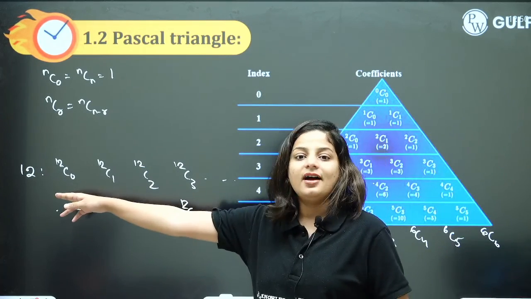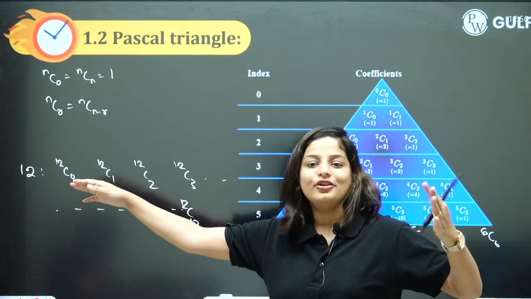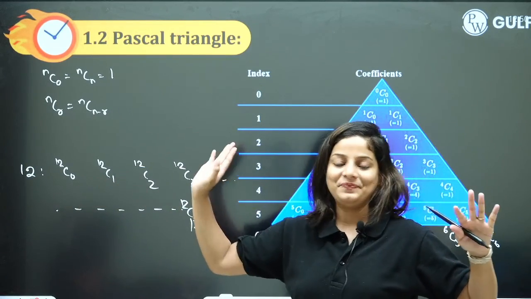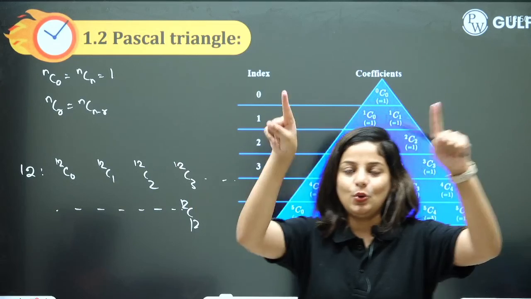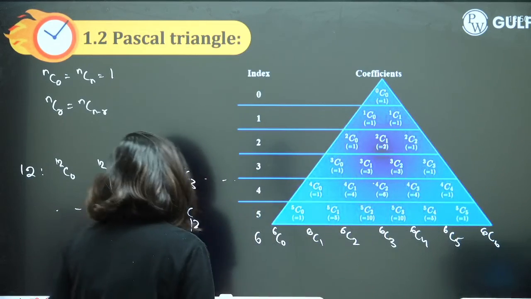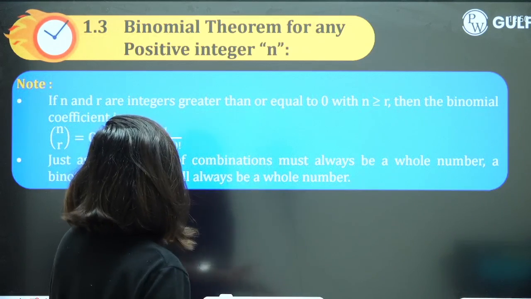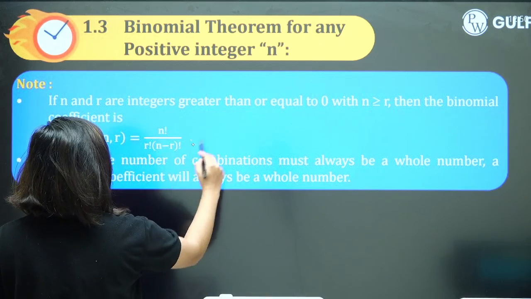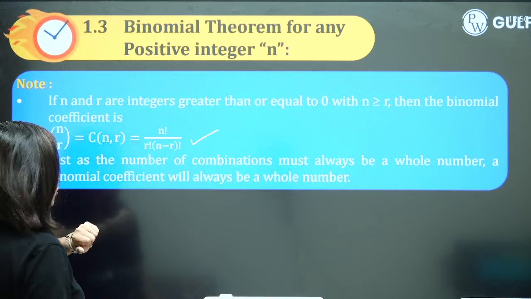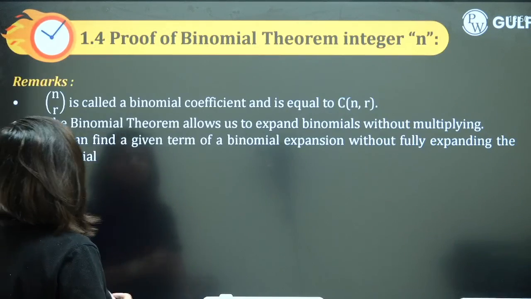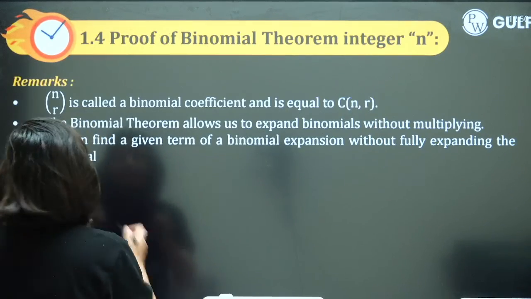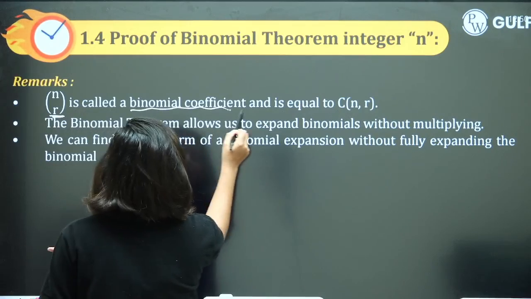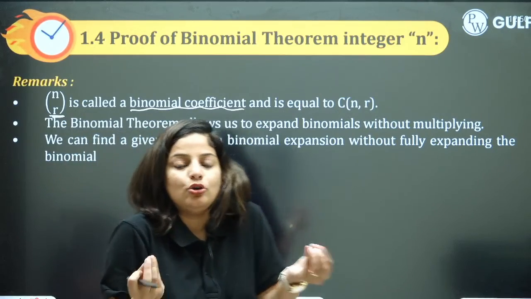If the power is 100, yes, we know 100C0, 100C1, 100C2 and so on. So directly coefficients, no need of forming those triangles by adding them. Right. So this is your formula for nCr, the combination formula: n factorial upon r factorial times (n minus r) factorial, and these are nothing but binomial coefficients. The binomial coefficients are now your nCr.